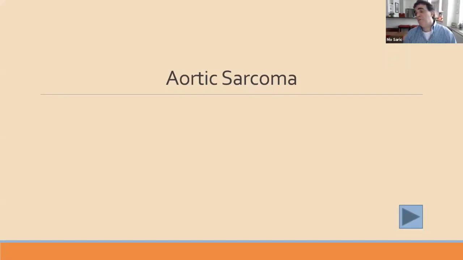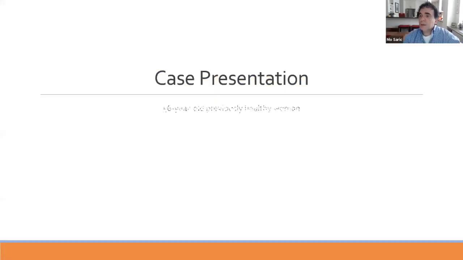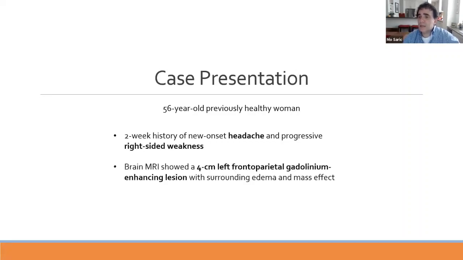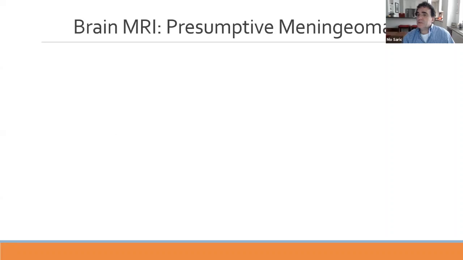Another pathology of the aorta is aortic tumors, and I'll show you an example of aortic sarcoma. This is a 56-year-old previously healthy woman. She presented with new-onset headache and progressive right-sided weakness. She was evaluated by neurologists and neurosurgeons. She was found to have a 4-centimeter left frontoparietal gadolinium-enhancing lesion with surrounding edema and mass effect. A presumptive diagnosis of meningioma was established, and she was scheduled to undergo brain surgery.